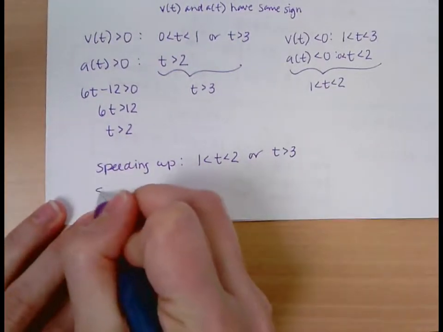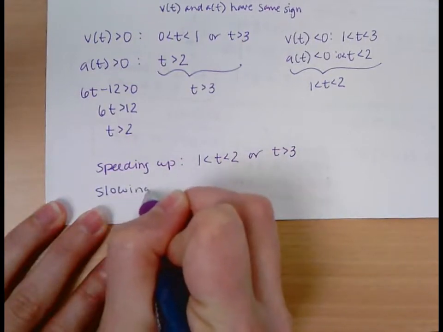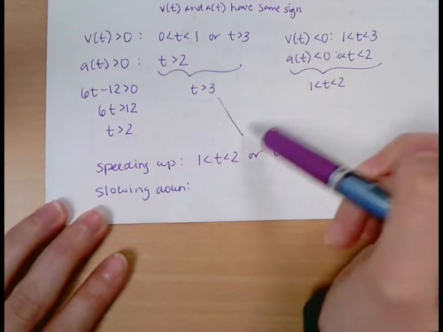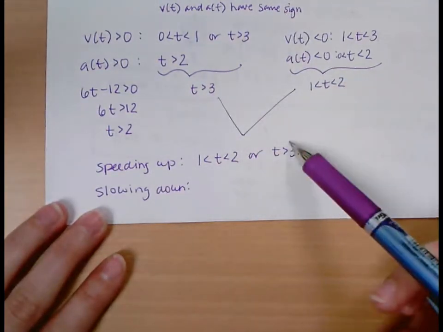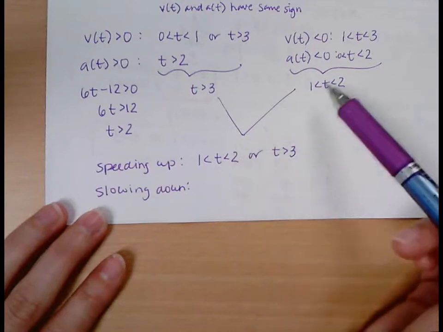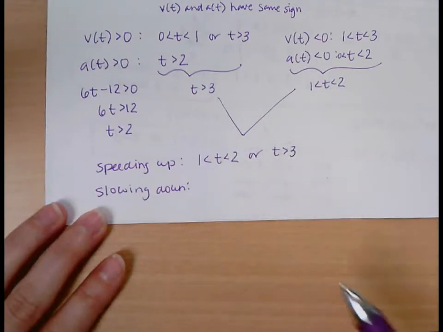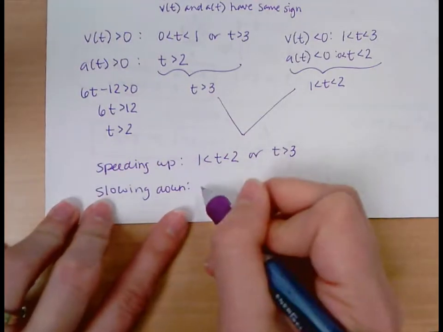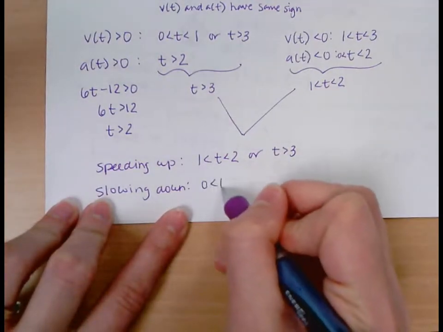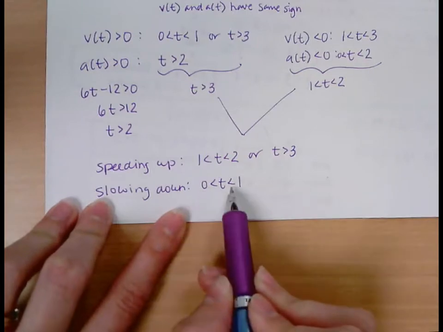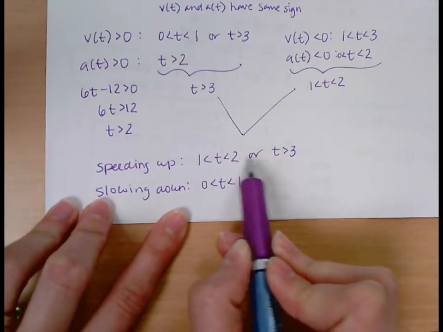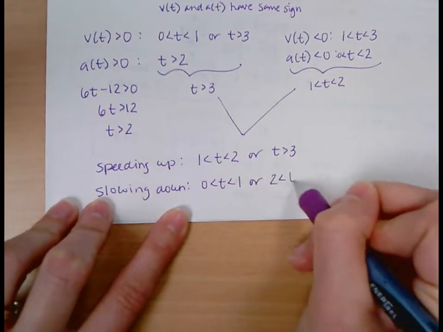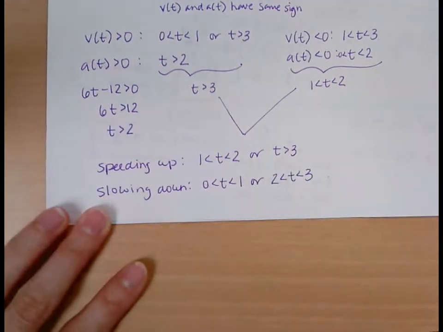And therefore it would be slowing down. Yeah, so it is both of these because t greater than 3 is where they're both positive, 1 to 2 is where they're both negative, so it's speeding up on both intervals. Slowing down then would be between 0 and 1, so just filling in the rest of the intervals. So between 0 and 1, it must be slowing down, and then also between 2 and 3, it must be slowing down. So anywhere it would not be speeding up.